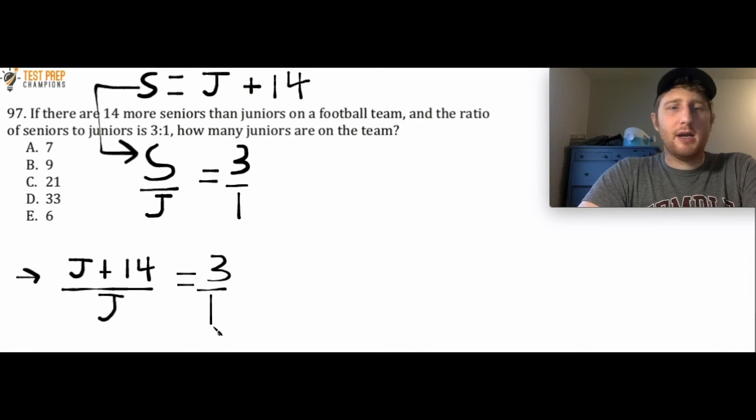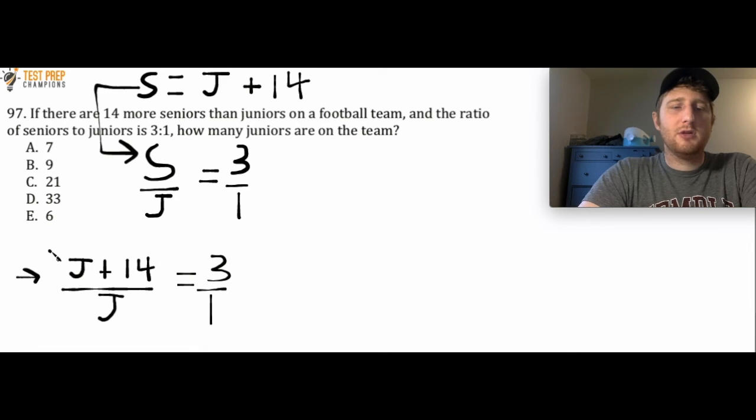Again, all I did: the ratio of seniors to juniors is 3 over 1, and I know that the seniors are equal to the number of juniors plus 14. So I took this s and replaced the s in my ratio with j plus 14 over j. If you have trouble following that, please rewind the video, take your time, and once you understand how I got this step, then we'll go forward. From this point, I want to figure out what j equals.